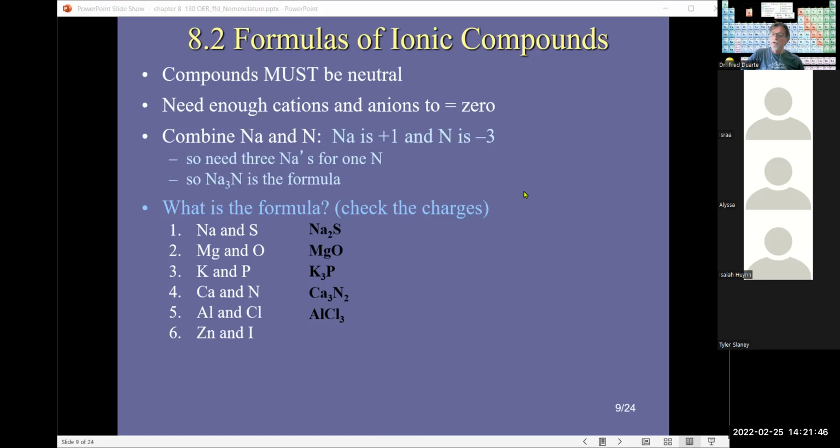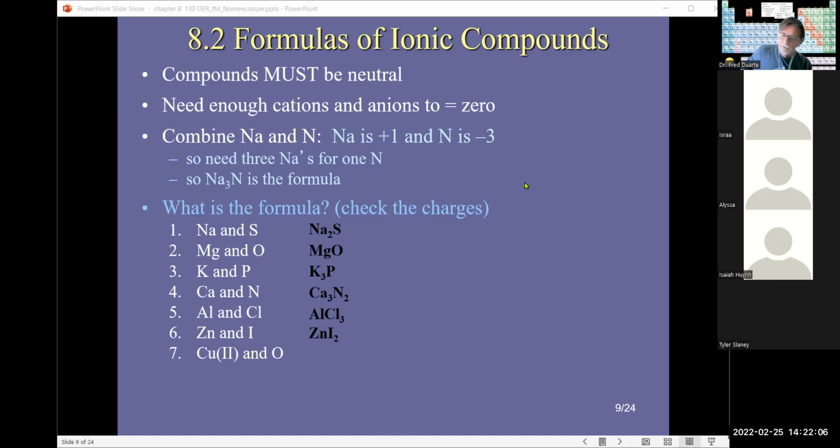Okay, zinc has a plus 2. Okay, iodide has a -1. So I need 2 iodides for every zinc. So my formula becomes ZnI2.